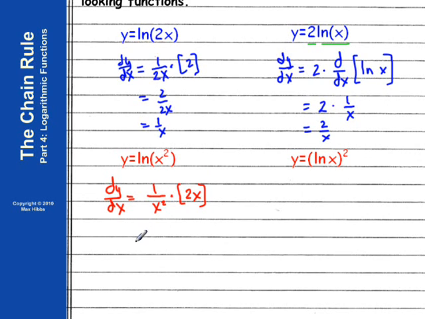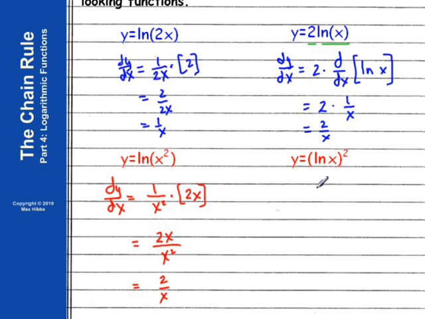And so we see in our next step that we'll have 2x divided by x squared, and that will simplify to, oh, that's just 2 over x. Well, that's interesting. That's exactly what we got up here. In the next example, I'll explain why these are actually the same. But yeah, that's very interesting that we got the same result here.